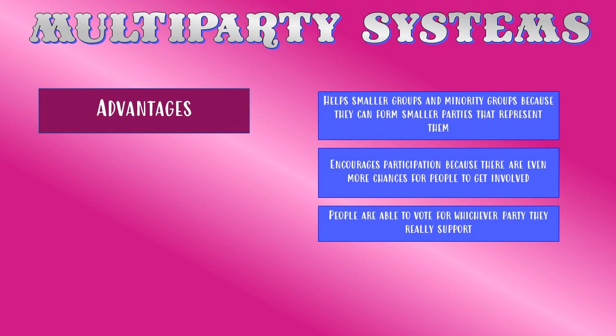The other thing about multi-party systems is that it encourages participation because there are even more chances to get involved, right? Instead of just 2 candidates for every race, there might be 3 or 4 candidates in every race. So there's a lot more opportunity for people to run for office. And like we just talked about, the voters get to vote for whichever party or whichever candidate they really support instead of having to vote for the lesser of 2 evils, which is how voters in the two-party system often feel.